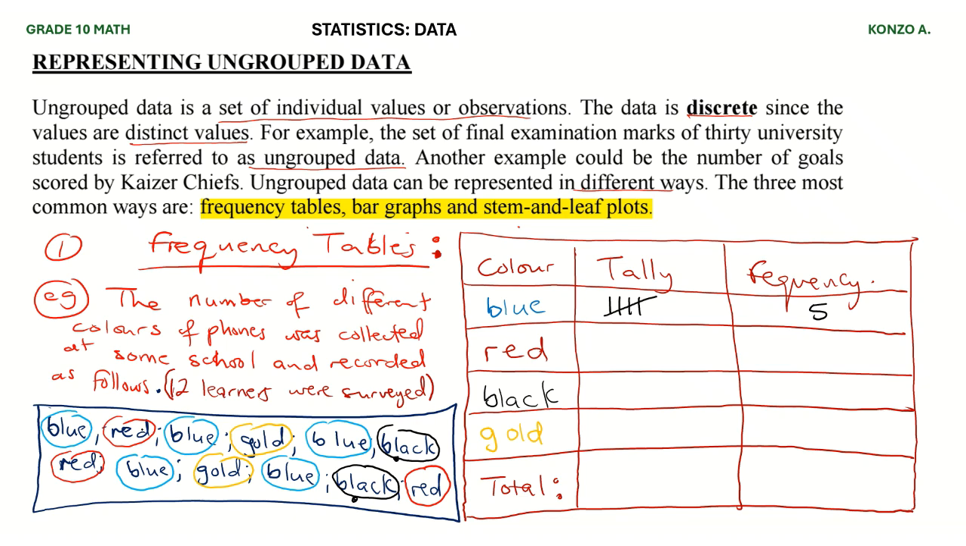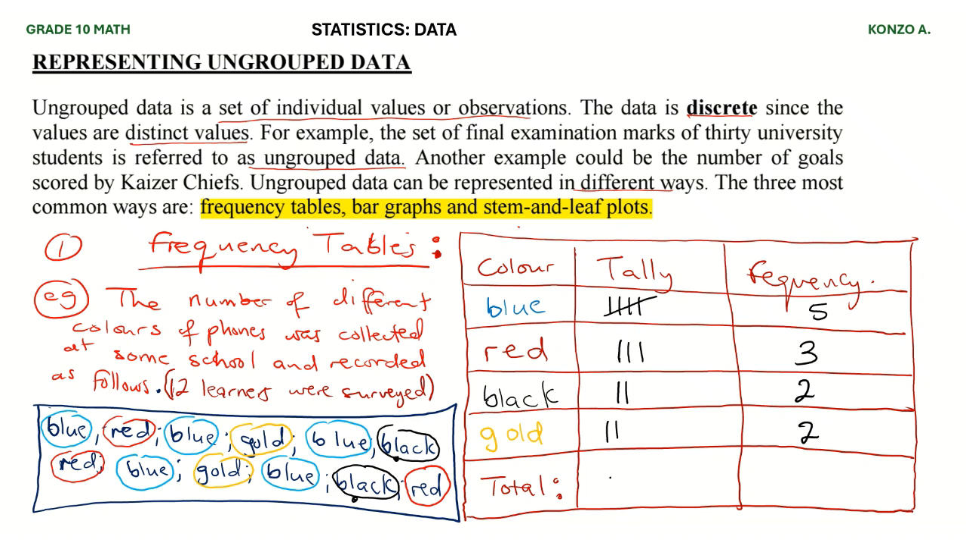Let's move on to red real quick. Red, we've got 1, 2, 3. So we've got 1, 2, 3 in the tally system, and then the frequency is just the number 3. That's how many red fonts we have. Let's check black. We've got 1, 2. In the tally system it should be 1, 2, and then the frequency is just that number again, 2. And then gold. How many golden fonts do we have? 1, 2, just like black. So I've got 1, 2 in the tally, and the frequency is 2.